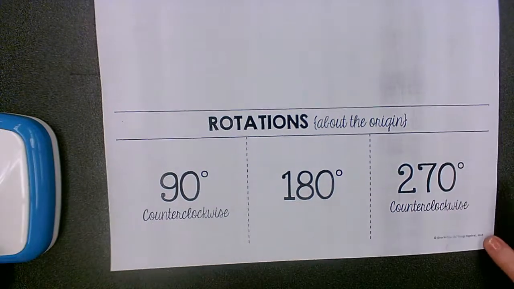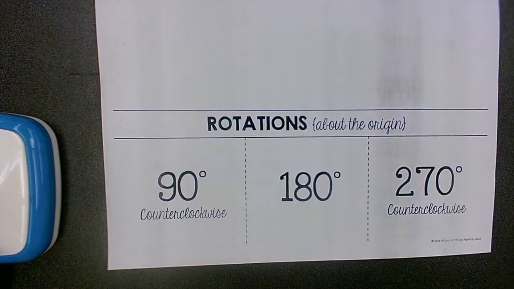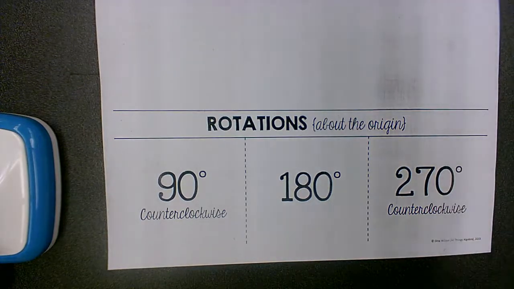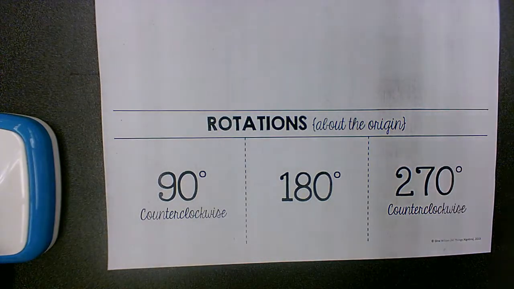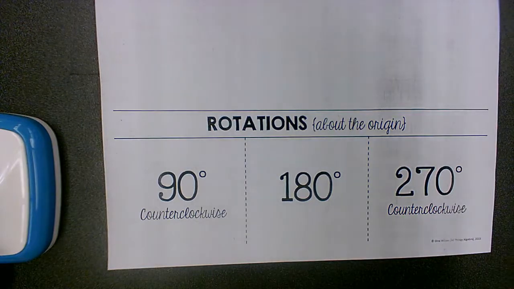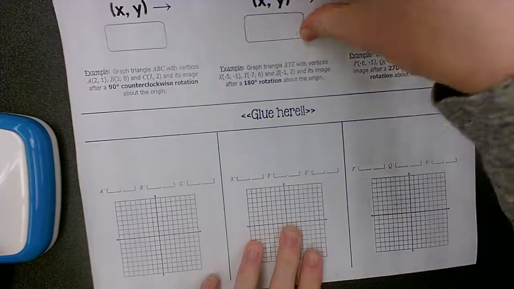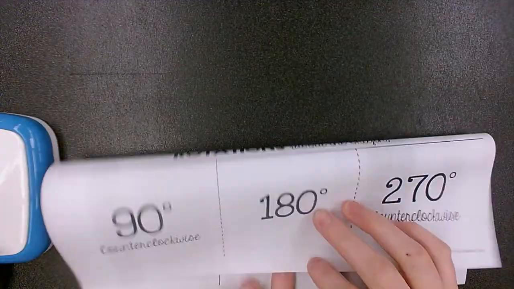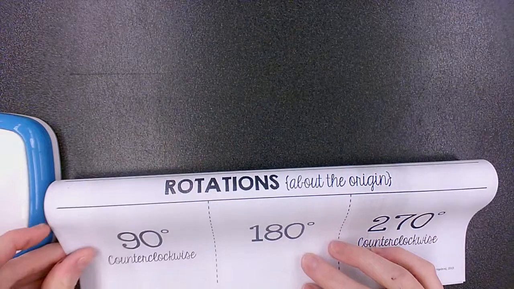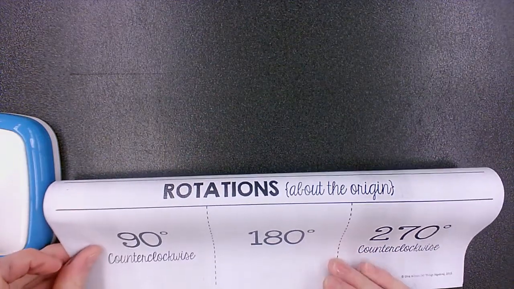Okay, we're gonna start lesson 8. This is lesson 8.2, which is rotations. So you should have a foldable that looks like this. We're gonna go ahead and fold it. You can glue it there if you want, but just for the sake of the video, I'm not gonna do that.